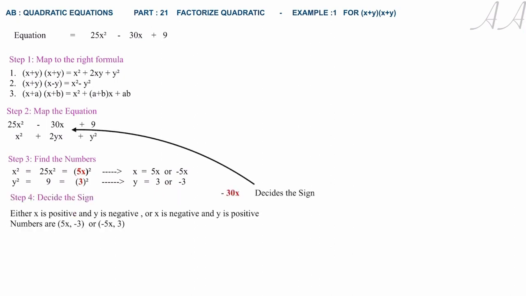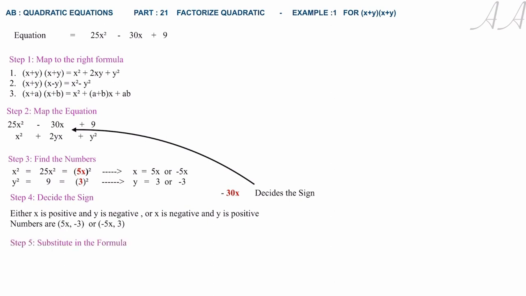Step 4 is deciding the sign. So minus 30xy decides the sign. The number that's associated with the 2xy term decides the sign. Since this is negative, we know that one number will be positive and one number will be negative. So x could be positive and y could be negative, or x could be negative and y could be positive. So the numbers are either 5x minus 3 or minus 5x plus 3.